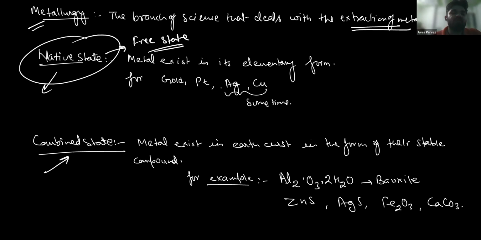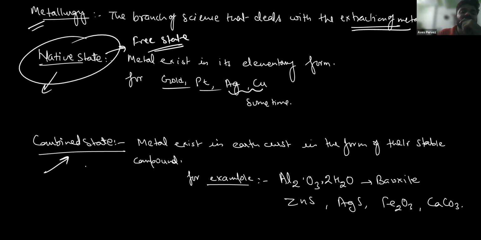Metal exists in the elementary form, like gold, platinum, silver, copper. Sometimes silver and copper may also be found in the combined state. For example, silver can be found in the form of Ag2S, and copper can be found in the form of Cu2S, copper pyrite. But sometimes they can be present in the purest form, without combining with another element.